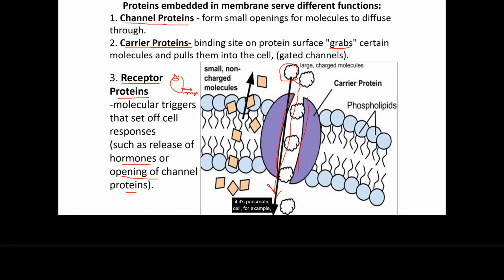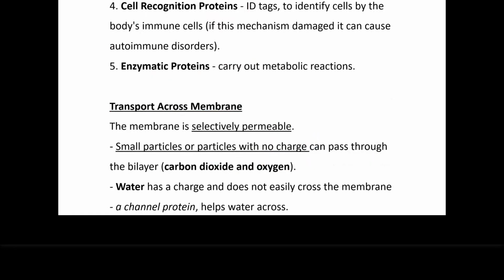For example, if it's a pancreatic cell, it's releasing the hormone insulin. The other example of the specialized function of these transmembrane proteins could be cell recognition proteins. On different cells of our body, we have membrane-embedded proteins, and they will have some kind of specialized 3D shape, and this will be ID tags. So this specialized shape on the surface of the cell is an ID tag.